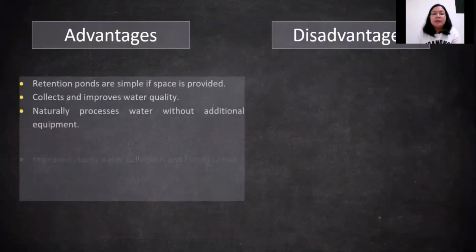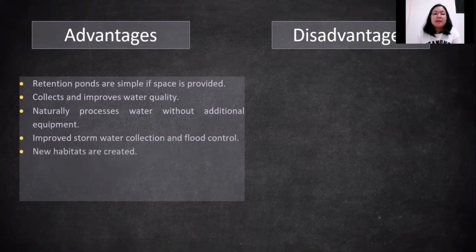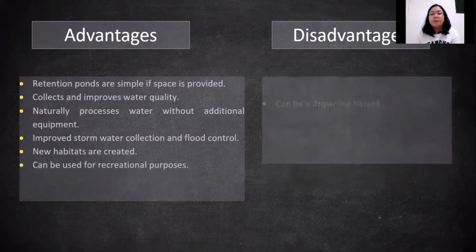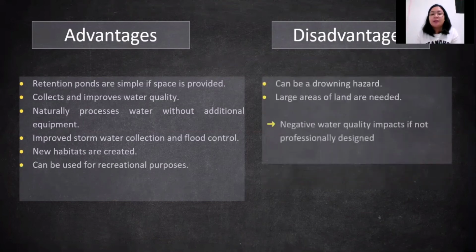Advantages. Retention ponds are simple if space is provided. They collect and improve water quality, naturally process water without additional equipment, provide stormwater collection and flood control, create new habitats, and can be used for recreational purposes. Disadvantages: they can be a drowning hazard, large areas of land are needed, and there are negative water quality impacts if not professionally designed.